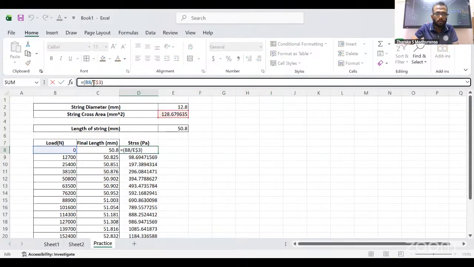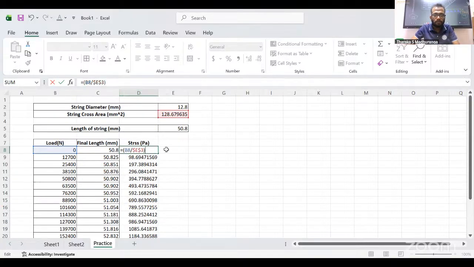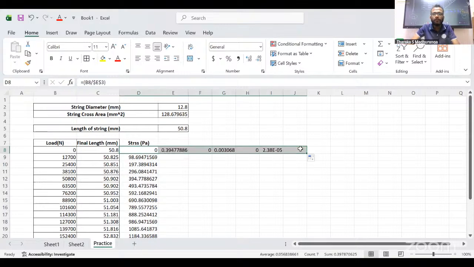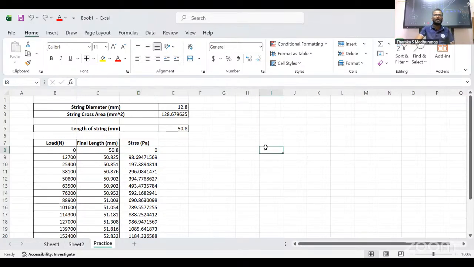If you add a dollar mark for the column, then you can go this way as well, right? You can get a value, right? Okay, that's the purpose of the dollar mark.